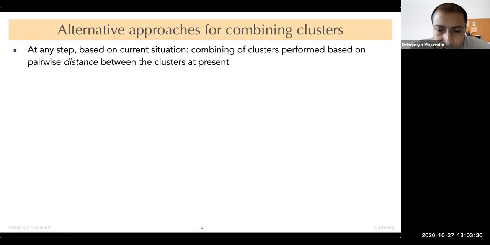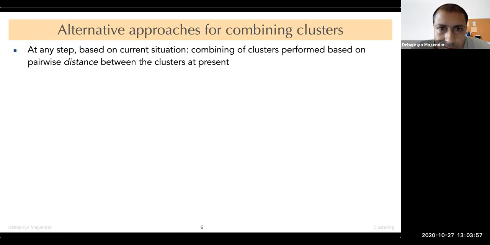So within these alternative approaches, the first thing we mentioned was that the clusters are represented by their centroids, and the distance between two clusters is the distance between their centroids. So the captains, right? Centroids are the captains. If the two captains are far apart, then the clusters are far apart.